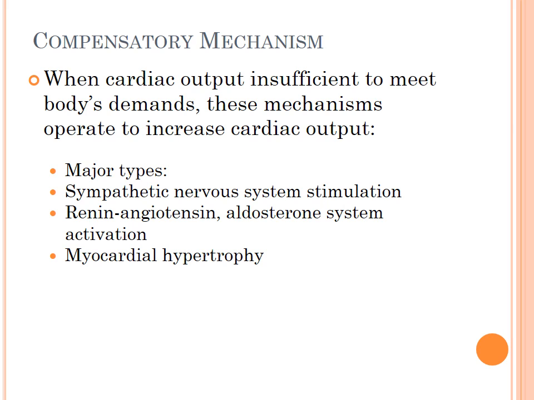So the sympathetic nervous system responds by increasing the heart rate, increasing the blood pressure, and releasing catecholamines, which causes vasoconstriction. Initially, these mechanisms actually do increase cardiac output. Remember, we talked about cardiac output, which was heart rate times stroke volume. And if the heart rate increases, it's going to increase cardiac output.